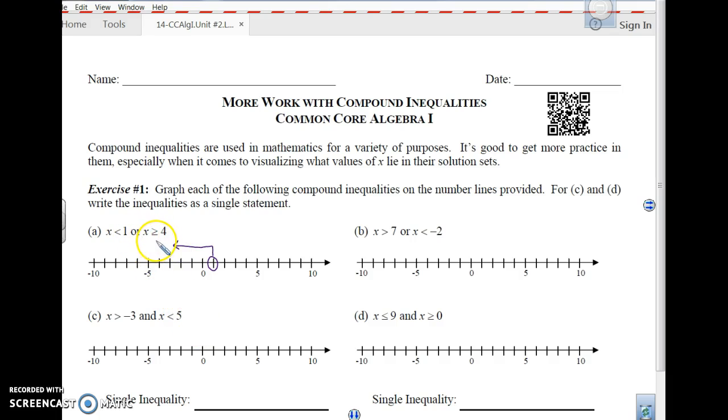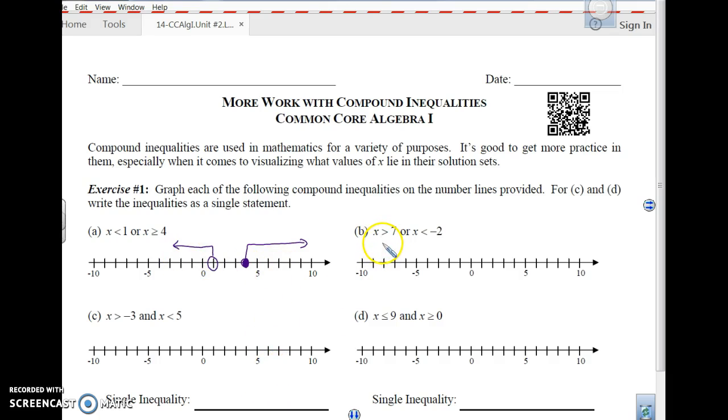Or x is greater than or equal to 4. All right, so my critical point is going to be at 4. And it's filled in because it does equal 4. And x greater than 4 is going to be to the right. So this is an or. They're going in two different directions. So remember, with an or statement, it only has to be true for one of the statements. So it could be this one or this one.